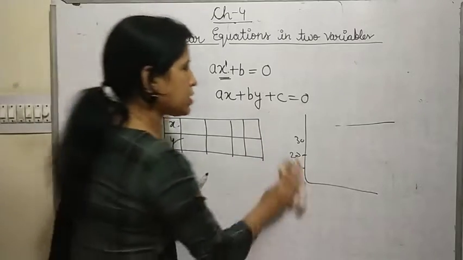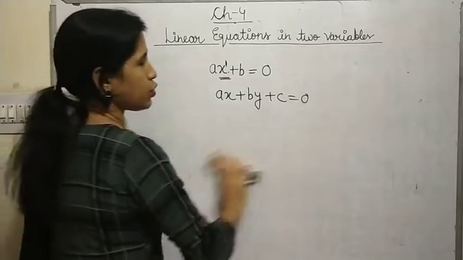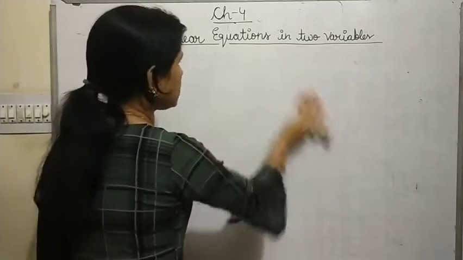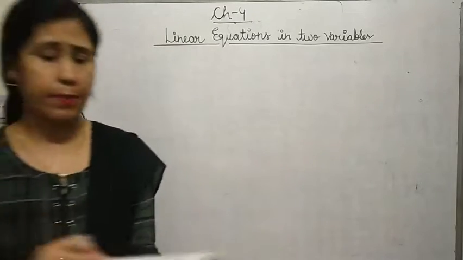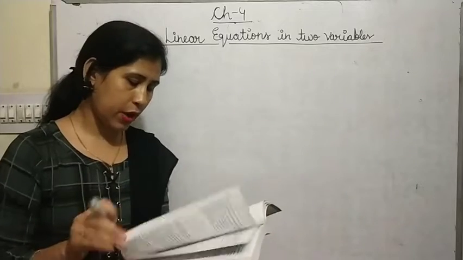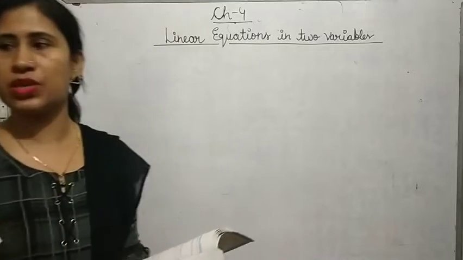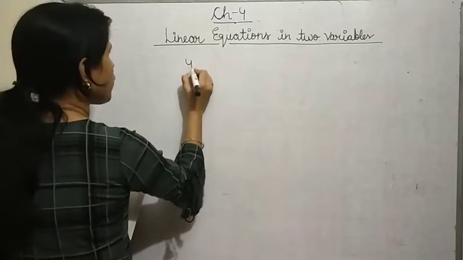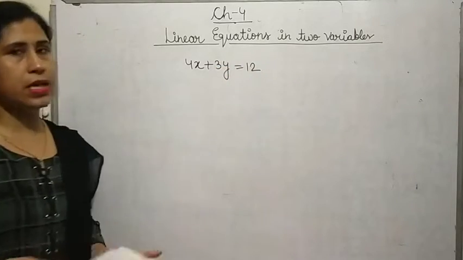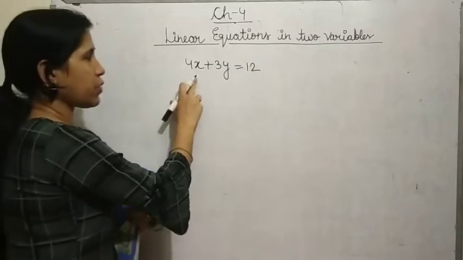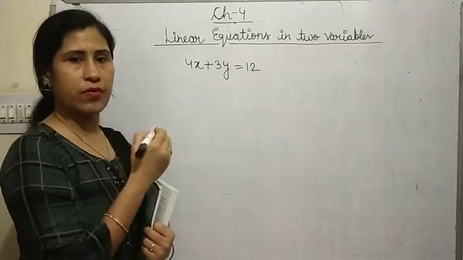Okay, so this thing is done. Now we will take an equation, and by that I will show you how we find our solutions and how we locate them on the graph paper. For example, any equation can be taken, I am taking the equation 4x plus 3y equals 12. See, it is a linear equation: two variables, x and y, and the power is 1. So, a linear equation in two variables.